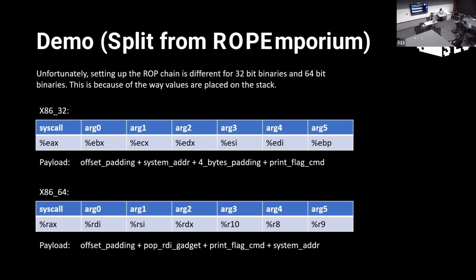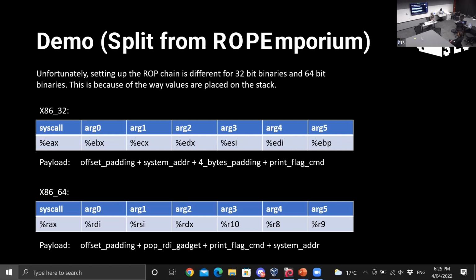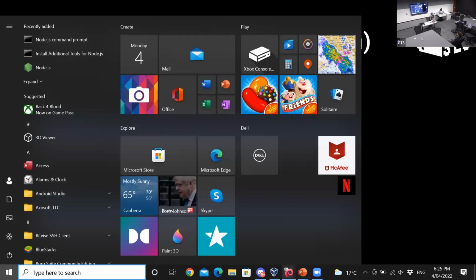For 64-bit, however, and this is why I went over ROP gadgets, we want to end up popping the print flag command, the string that we got, into the RDI, right? Because you can see there, the first argument to the syscall for 64-bit is the RDI register. So we want to pop that in, then call system. Now, to do that, we need to find the pop RDI gadget.